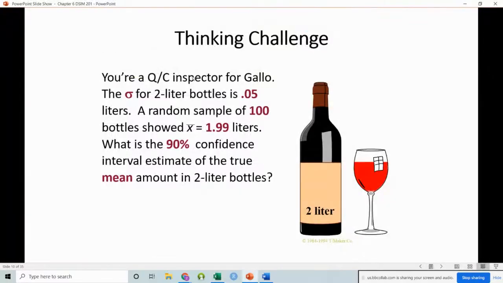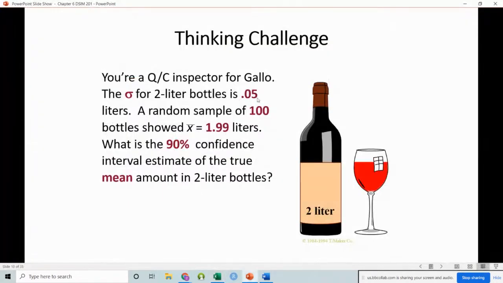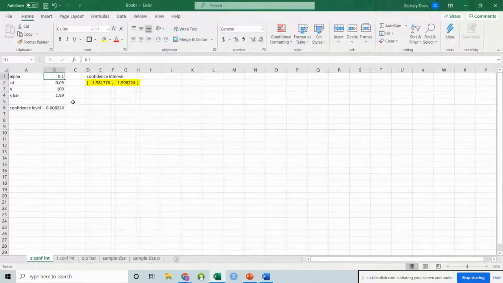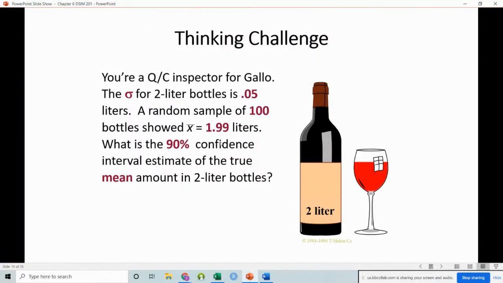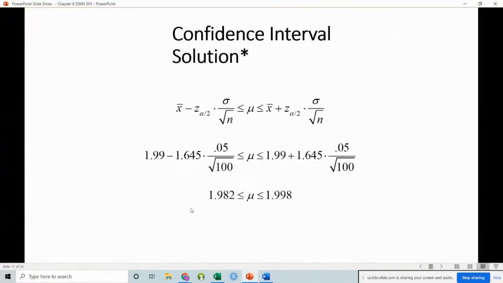The confidence interval of interest was 90%. So you subtract 1 minus 90% to get 10%, and that's our alpha. Standard deviation was 0.05. Our sample size is 100, and our sample mean x bar is 1.99. So we use that in our confidence interval formula. Our confidence level is 0.008. So we subtract that from our sample mean, and we add it to our sample mean, and that's how we get our confidence interval.